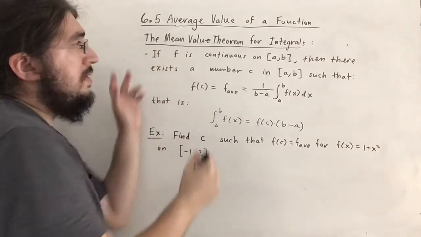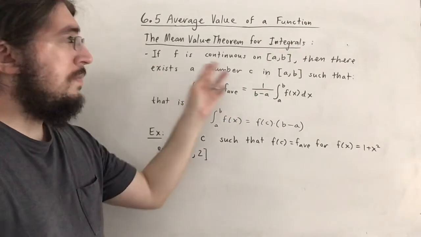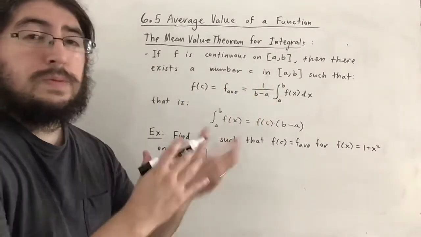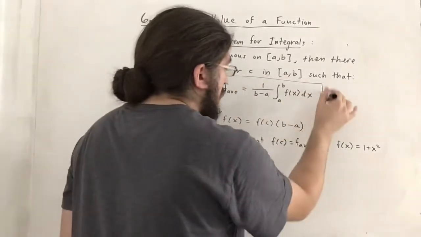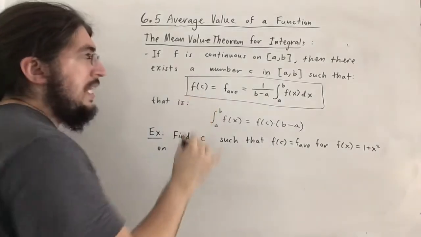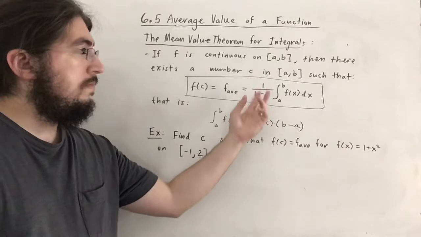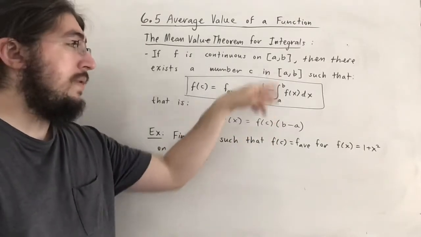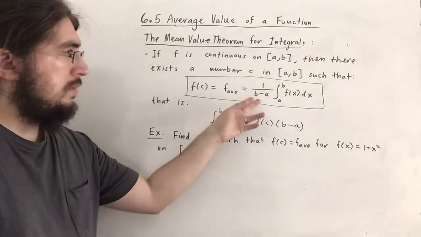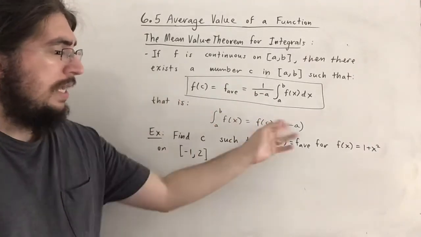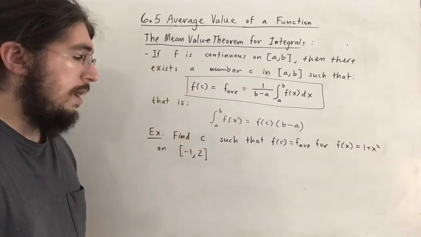It says, if f is a continuous function on the closed interval a to b, then there exists a number c in that interval a to b, so some number in between a and b, such that this holds. So we box this. And it says f of c, f of that number, is equal to the average value, which we know is 1 over b minus a times the integral from a to b of f of x dx. So that is this. So we're just multiplying both sides by b minus a to clear fractions. So this last part isn't as important. I actually like this statement better.